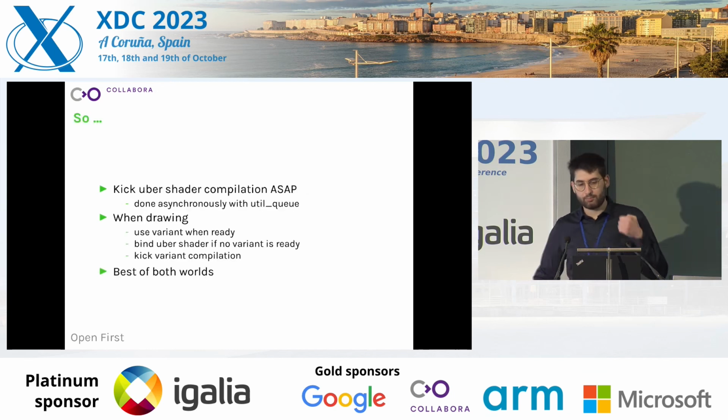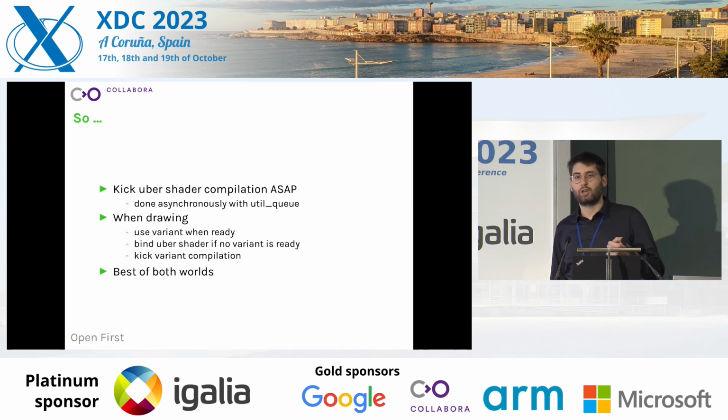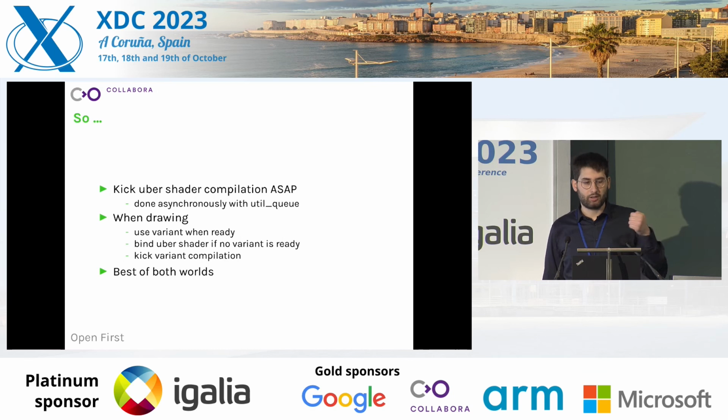But to get the best of both worlds, what we do is we compile the Uber shader as soon as we can. So as soon as we get a shader from Gallium, we just start compiling using util queue. So Mesa has a very useful set of utility functions that basically deal with a queue of work and worker threads for it.